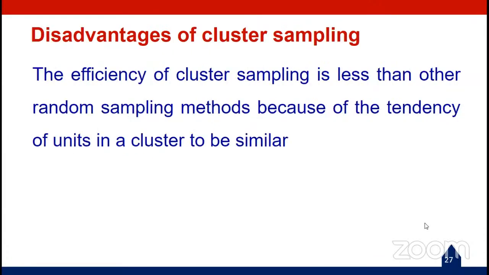So the individuals within a cluster are likely to be similar, correct? So they will have influence on each other. If you select all the individuals or the students within a class, they tend to have some influence on each other. They tend to share some common interests. So this is referred to as a group effect or a cluster effect. Because of this, the efficiency of cluster sampling is less than other random sampling methods. So this is because of the clustering effect.